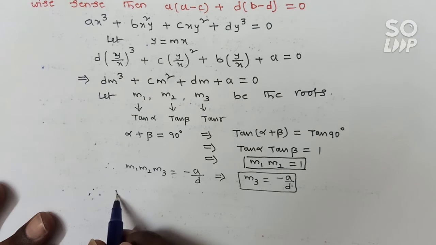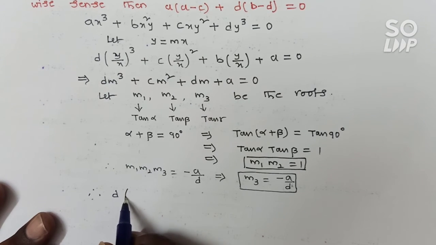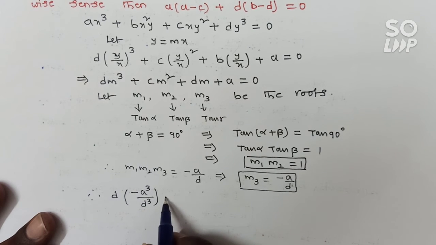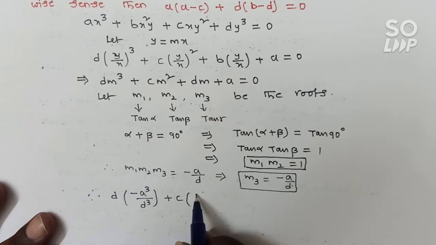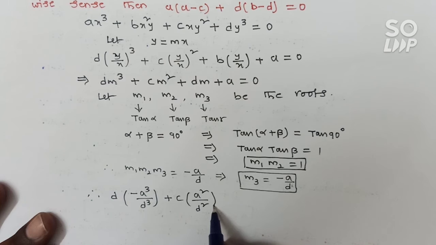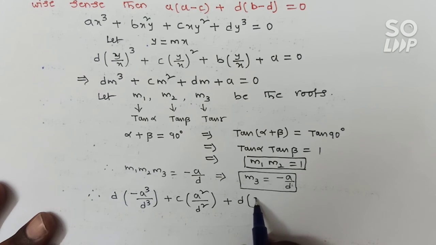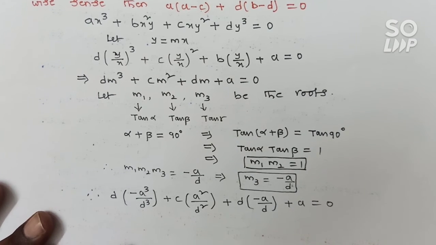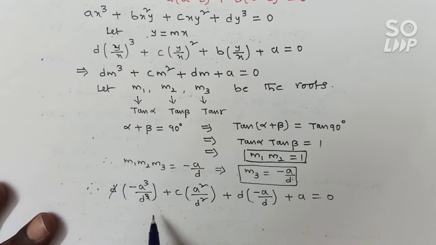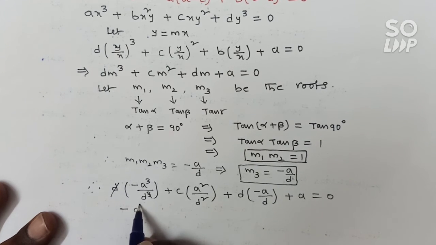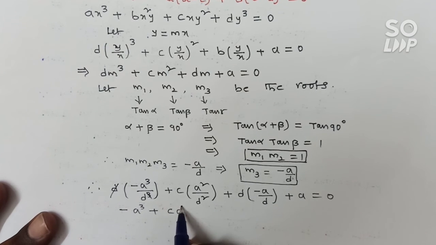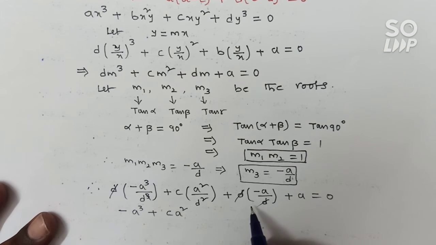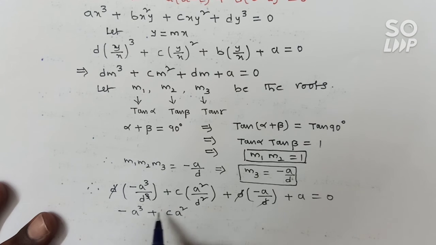Therefore, now you will get d into m cube is nothing but minus a cube whole divided by d cube, and next plus c into m square is nothing but a square by d square, plus d into minus a whole divided by d plus a is equal to 0. Here one d will be cancelled. LCM will be nothing but a d square minus a cube plus c into a square. Here one d is cancelled.